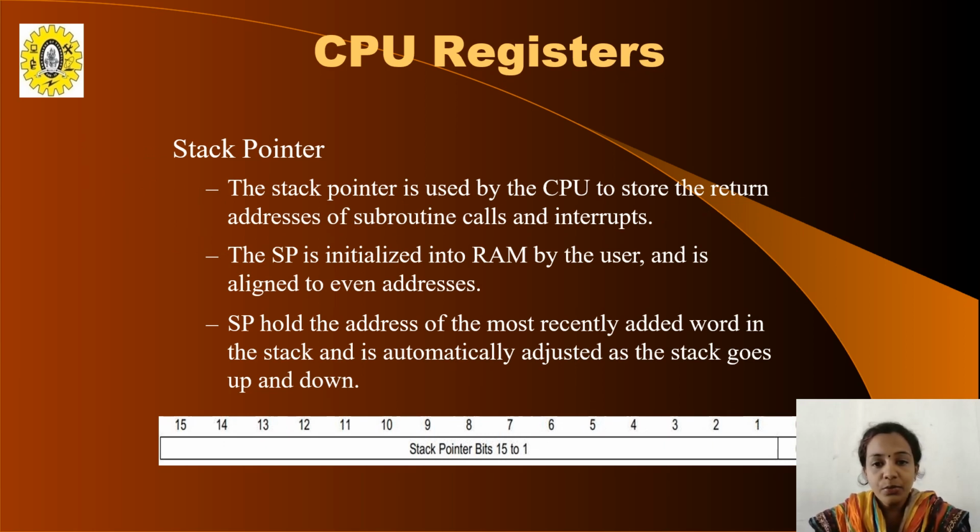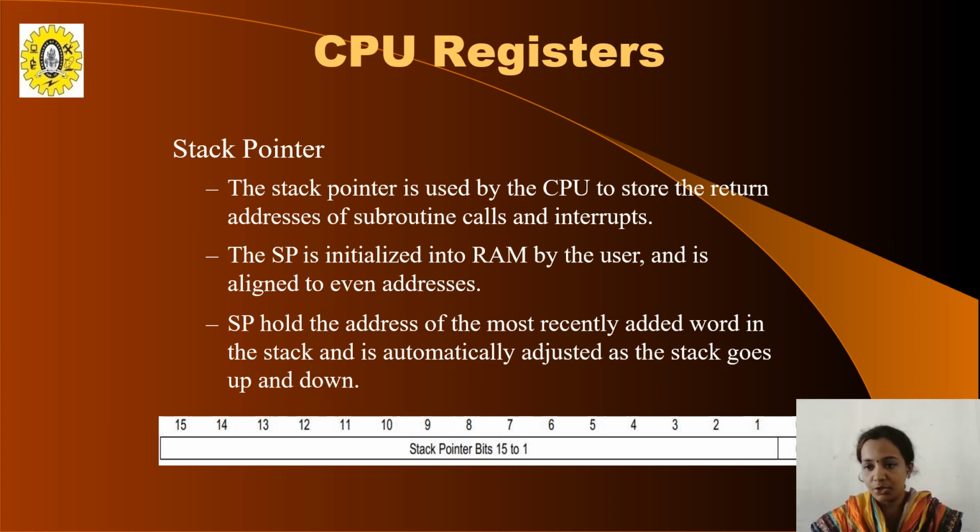The stack pointer is used by the CPU to store the return address of subroutine calls and interrupts. The stack pointer is usually initialized into the random access memory by the user and is aligned to an even address. The stack pointer usually holds the address of the most recently added word in the stack and is automatically adjusted as the stack goes up and down. This will be done by the user only.